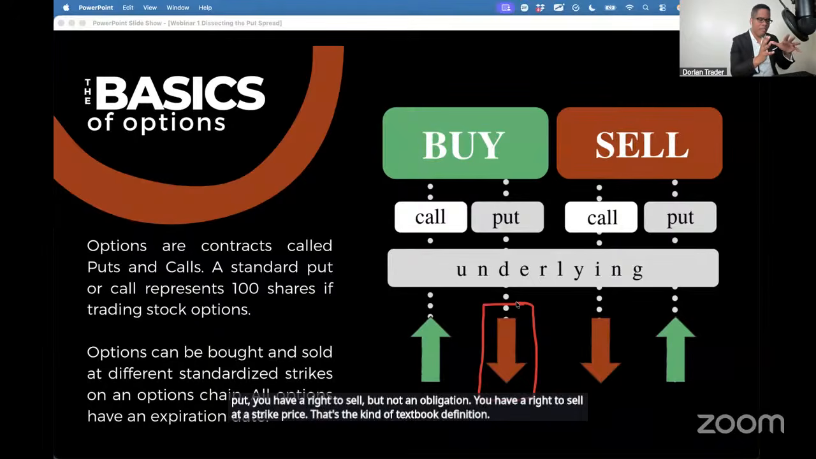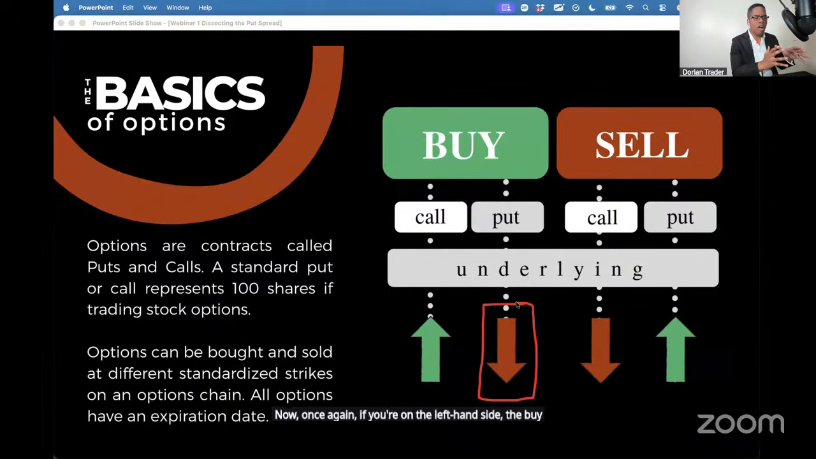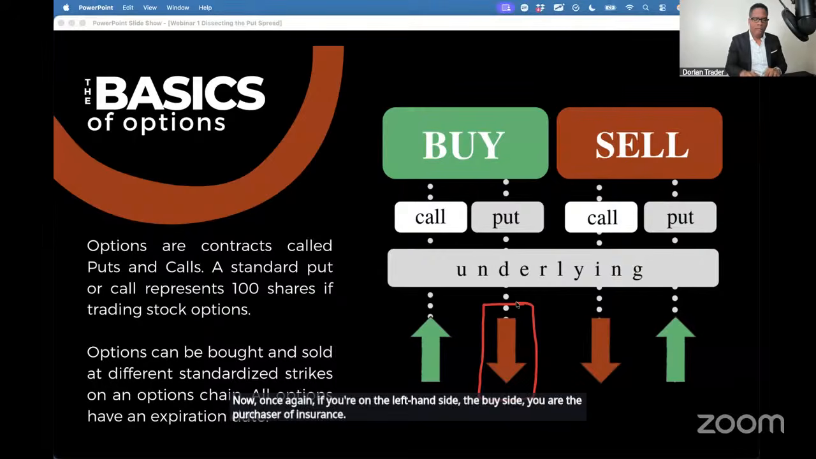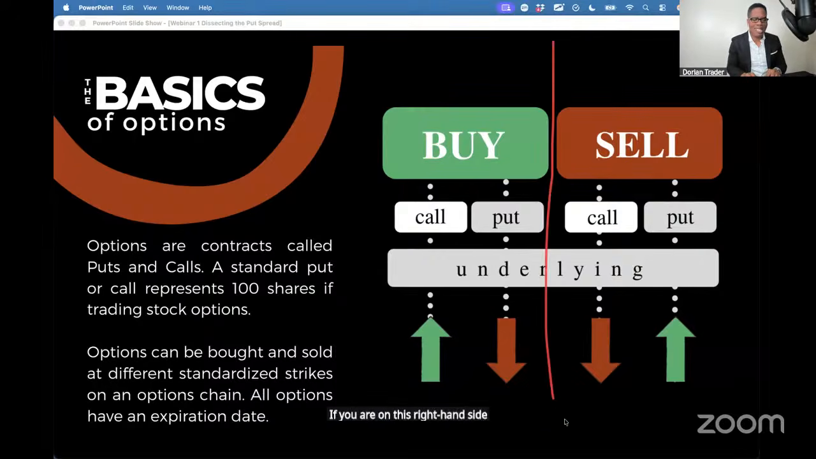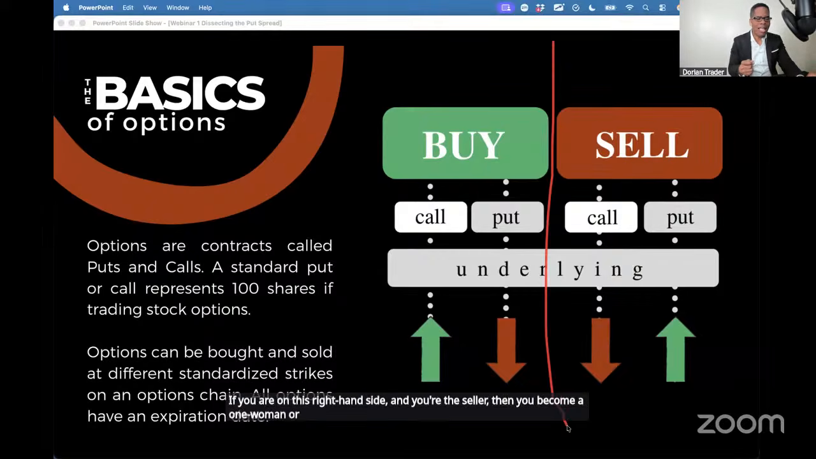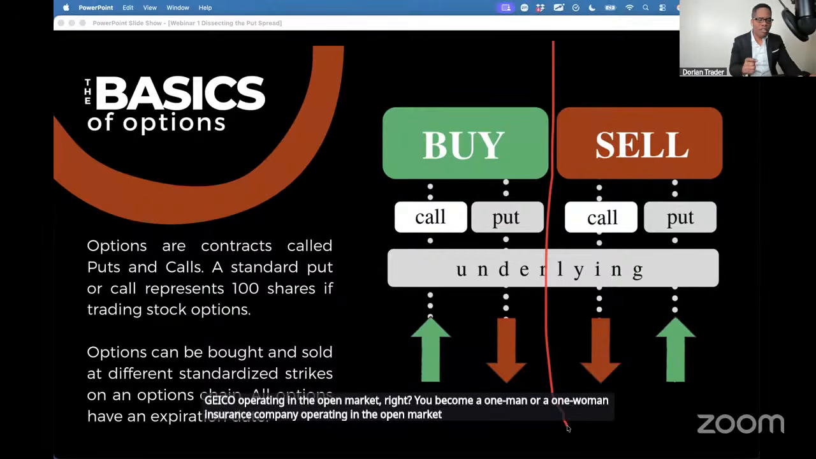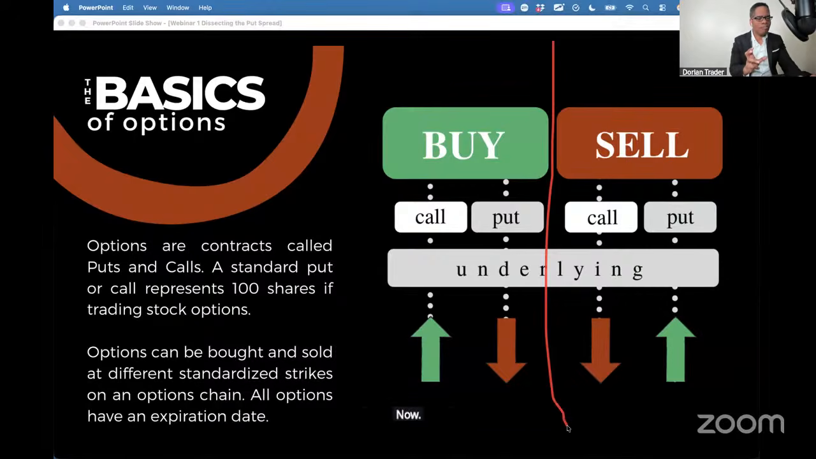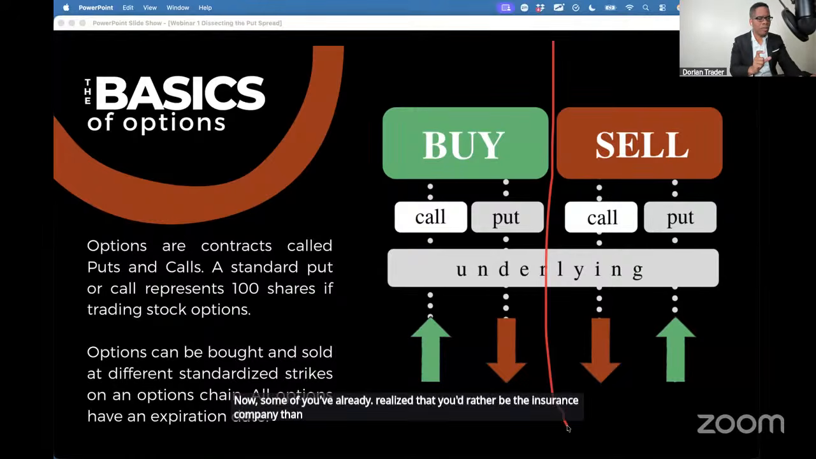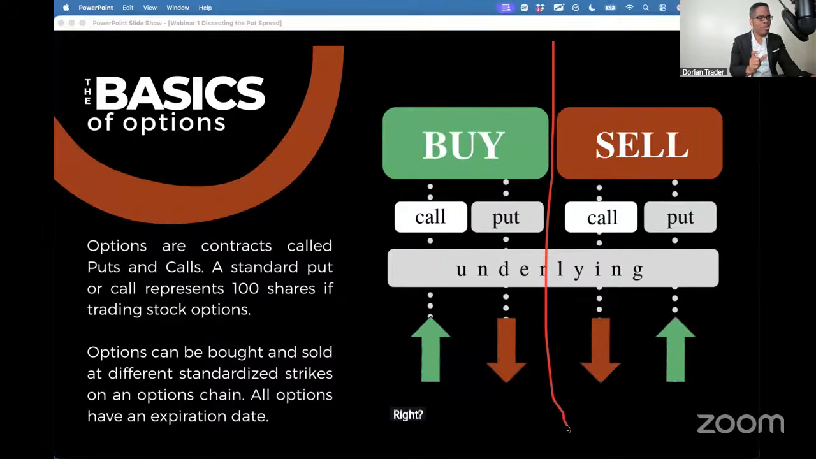Now, once again, if you're on the left-hand side, the buy side, you are the purchaser of insurance. If you are on this right-hand side and you're the seller, then you become a one-woman or one-man Geico operating in the open market, right? You become a one-man or one-woman insurance company operating in the open market. You literally become an insurance company. Now, some of you have already realized that you'd rather be the insurance company than the buyer, right? You'd rather be the insurance company than the buyer.